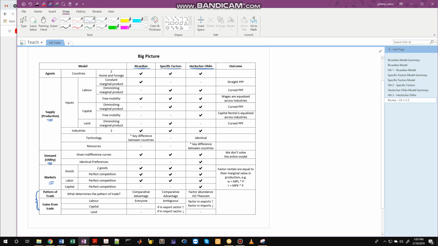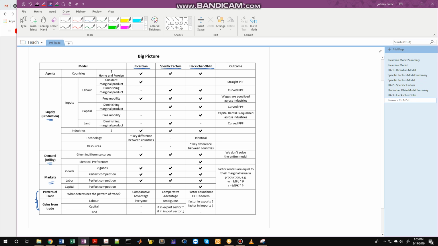So you can read these basically one column at a time, this way, down, and get a good sense of each of the models. And then also what you can do is you can look at it across and get to understand what are the key outcomes of certain elements of the setup.